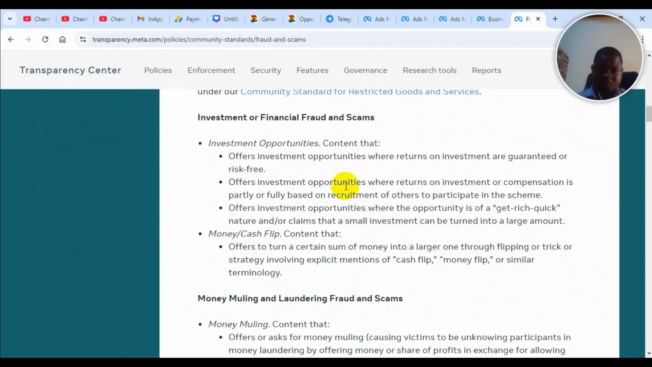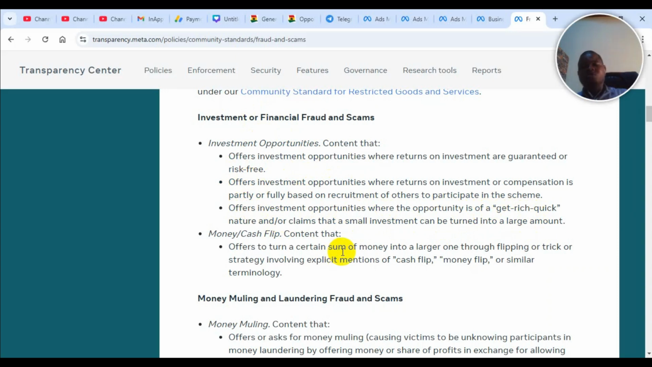Good. Especially this part, investment of financial fraud and scams. Investment opportunities content. Offer investment opportunities where returns on investment are guaranteed or risk-free. They are trying to say that you cannot run ads that talk about this. You can't run ads that offer investment opportunities of a get-rich-quick nature and claim that a small investment can be turned into a large amount.